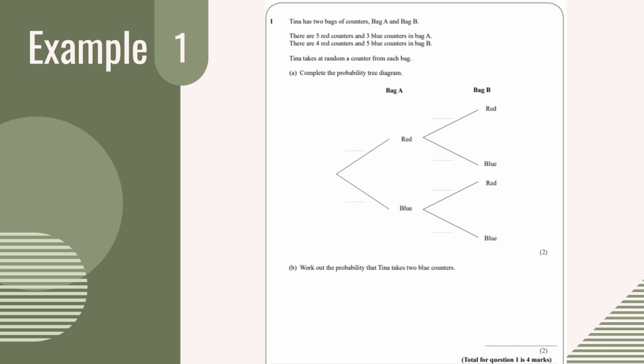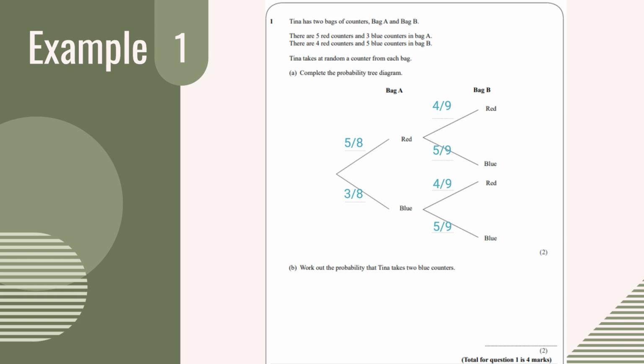Complete the probability tree. So, first, in bag A, we know there's 5 red and 3 blue, meaning overall there's 8. So we do 5 over 8 for the red and 3 over 8 for the blue. Now for bag B, we know there's 4 red and 5 blue, meaning there's 9 overall. So 4 over 9 for red, 5 over 9 for blue, and then we do it again.